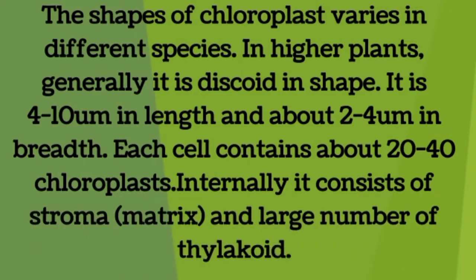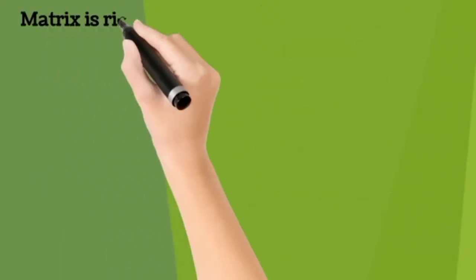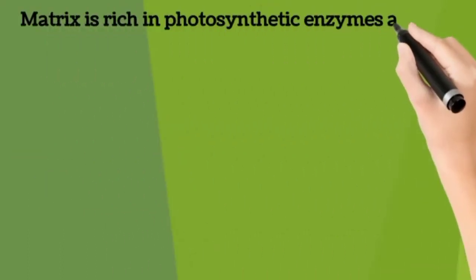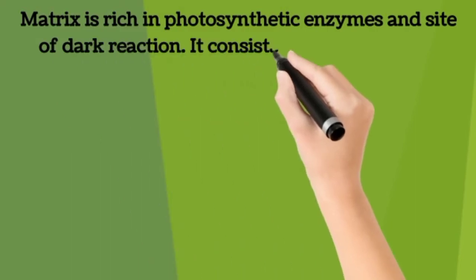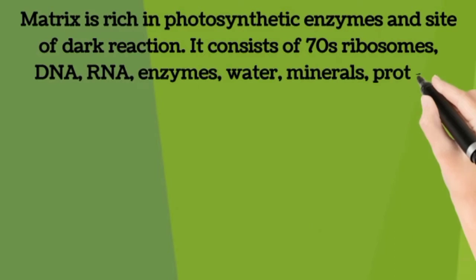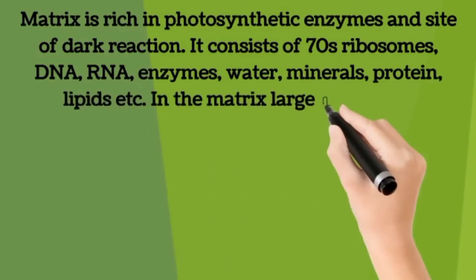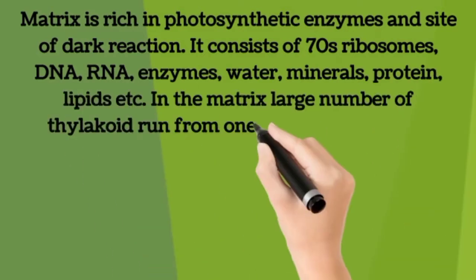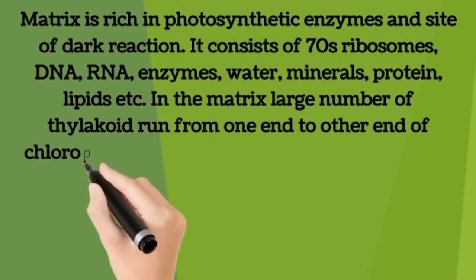Internally, it consists of stroma, which is also called matrix, and a large number of thylakoids. Matrix is rich in photosynthetic enzymes and is the site of dark reaction. It consists of 70S ribosome, RNA, DNA, enzymes, water, minerals, protein, lipids, etc.